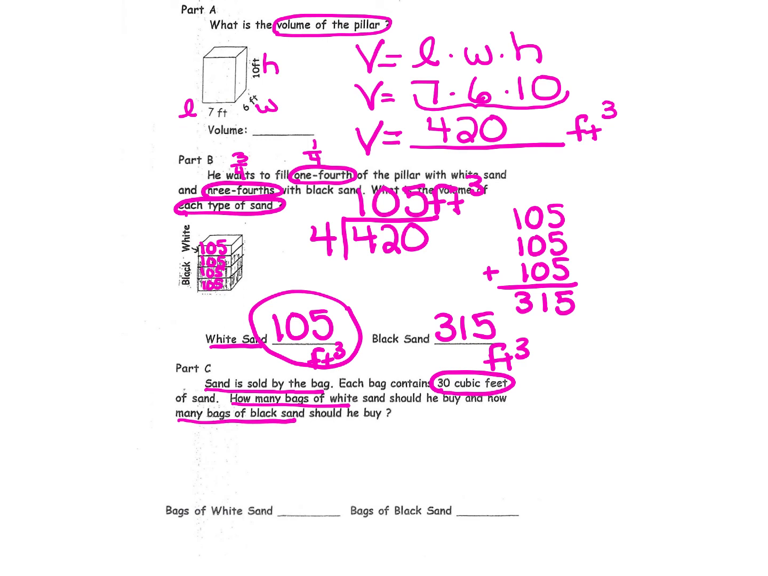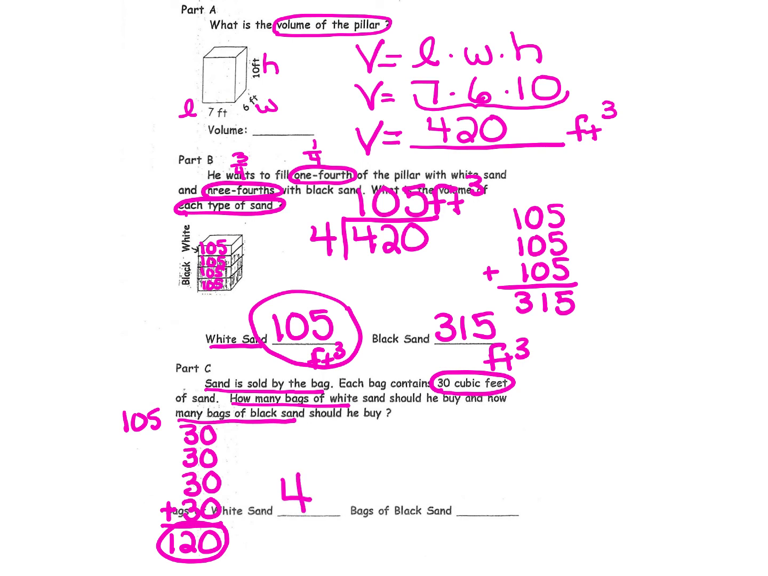Well, let's start with our white sand at 105. One bag is 30. 2 bags at 30 each would be 60. 3 bags would only be 90 cubic feet. And a 4th bag, if we add it all up, would be 120 cubic feet. Well, 3 bags would not be enough. I may have extra, but I'm going to need 4 bags of sand.